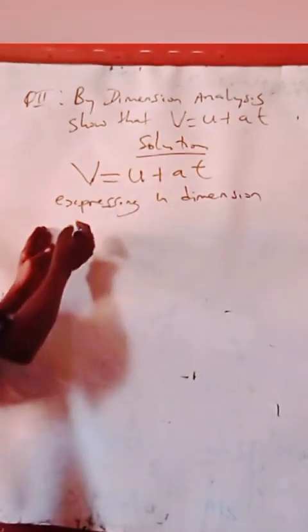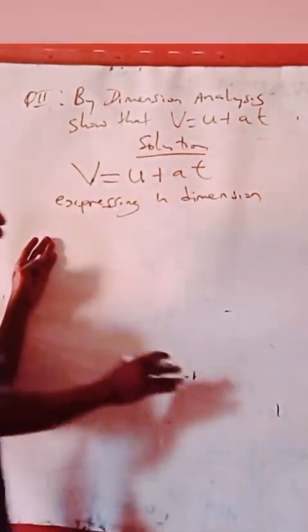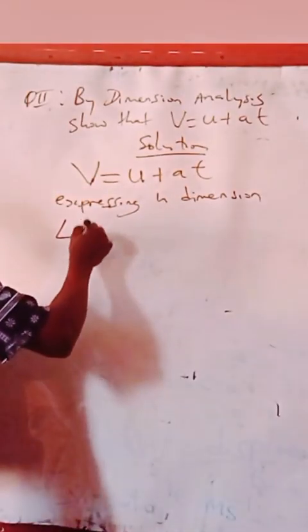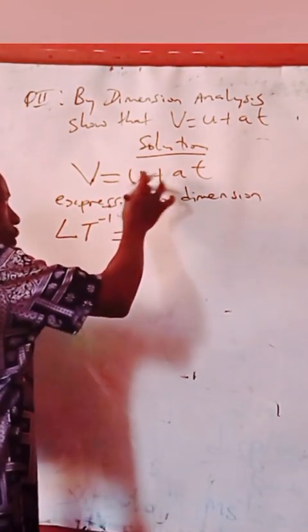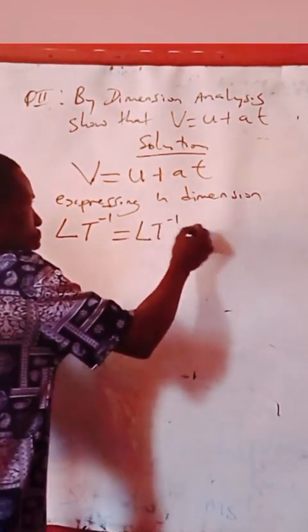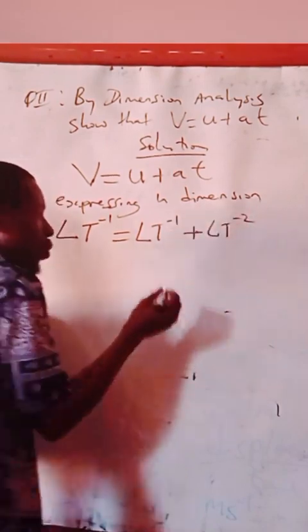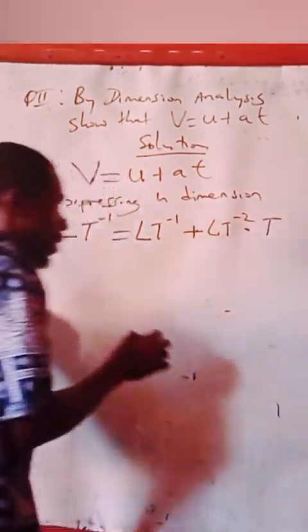we are going to have v is velocity. Remember, in this question, they will always attach that all the symbols have their usual meaning. v here is velocity. Dimensionally, velocity is expressed as LT^-1, which is equal to u, the initial velocity, which is also LT^-1, plus acceleration, which is LT^-2, times time, which is another T.